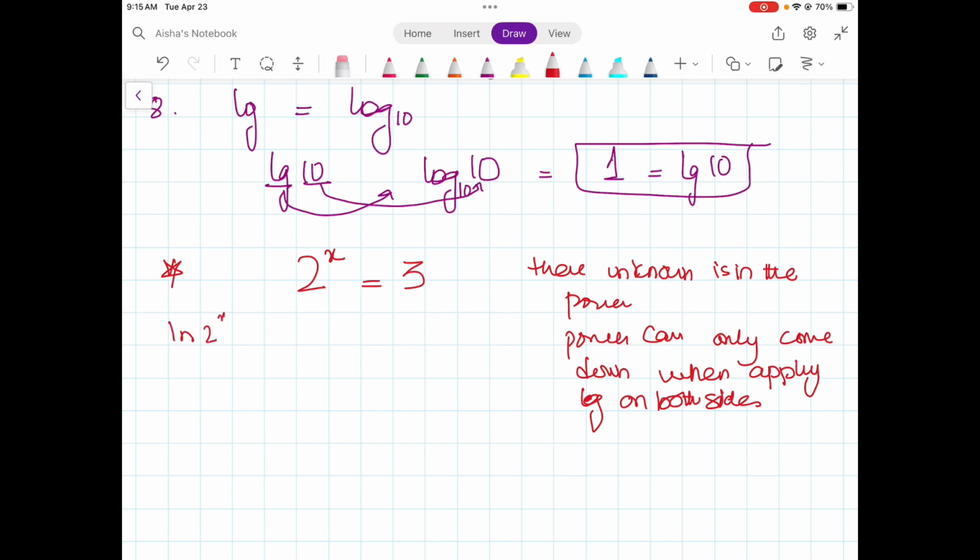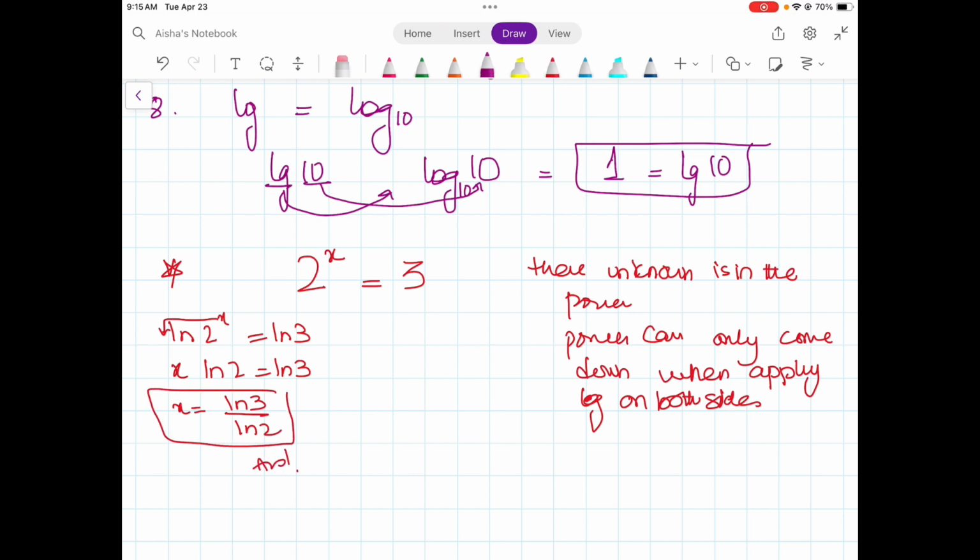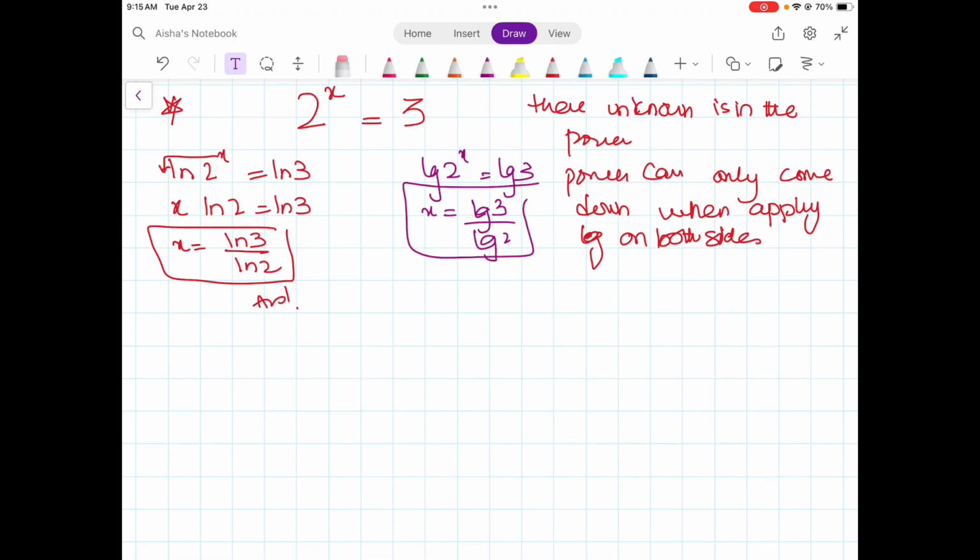I apply ln on both the sides. Power comes down. That's going to be my answer. You can evaluate it from the calculator. If you apply lg, same final answer.